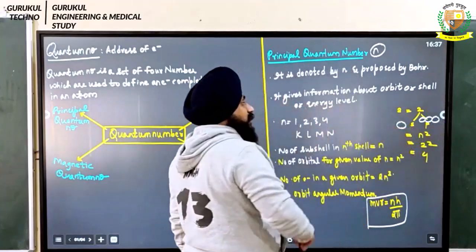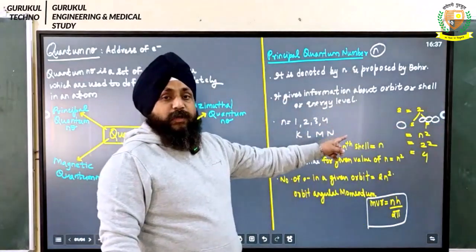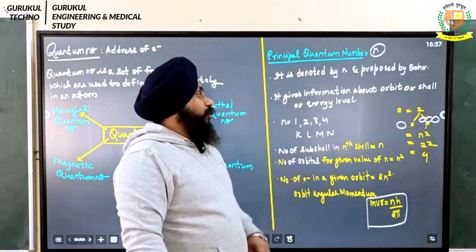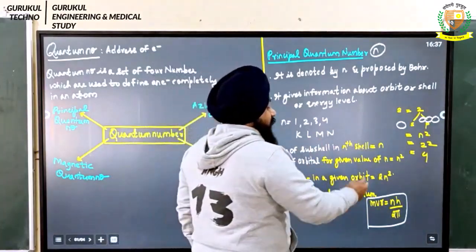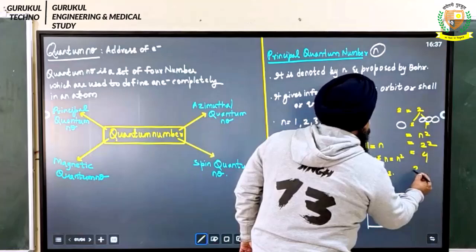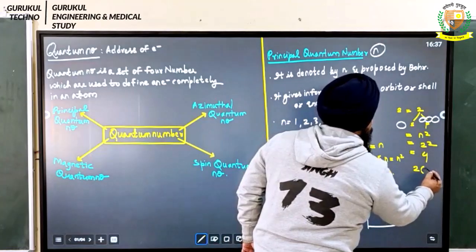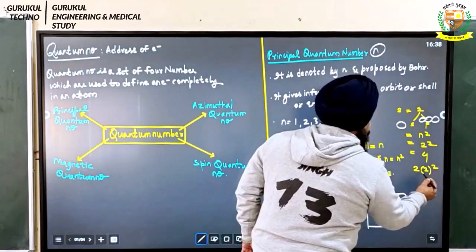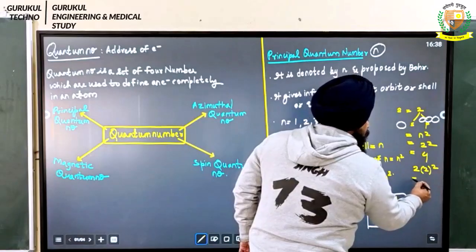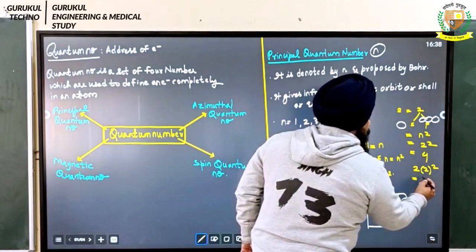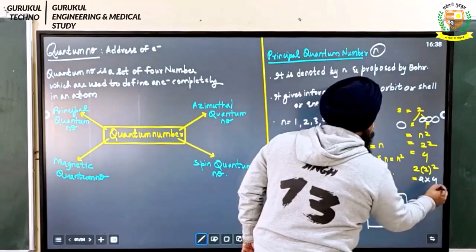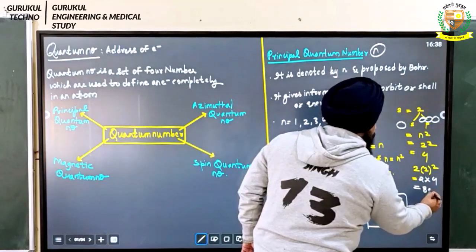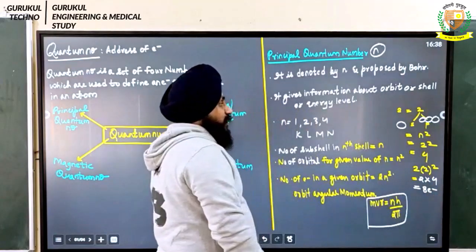So you can see there are 4 orbitals. Then if you want to find out the electrons, you will say 2 into n square. The value of n is 2, so here it will become 2 into 4. That is going to be 8 electrons.